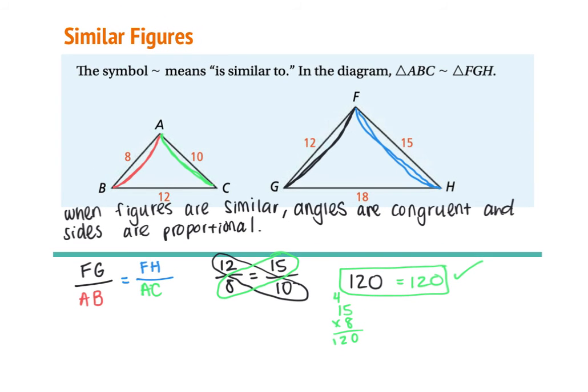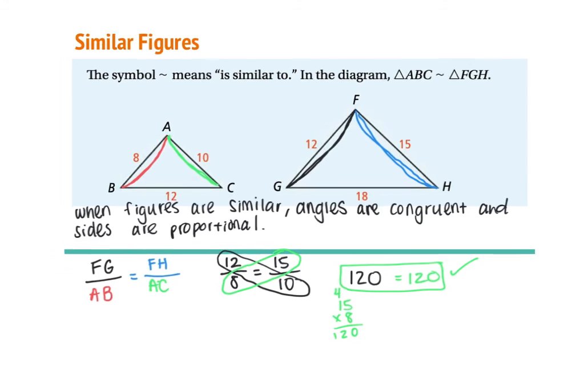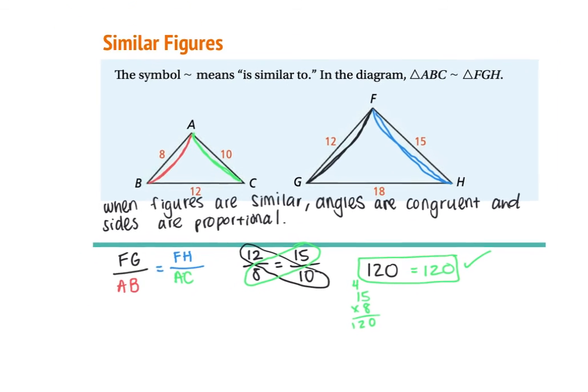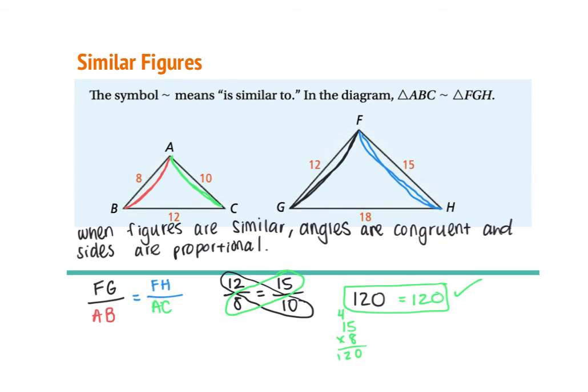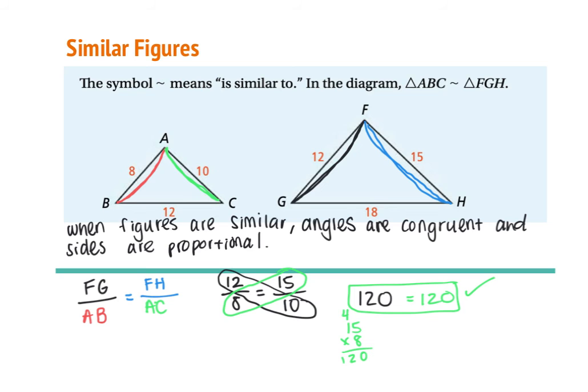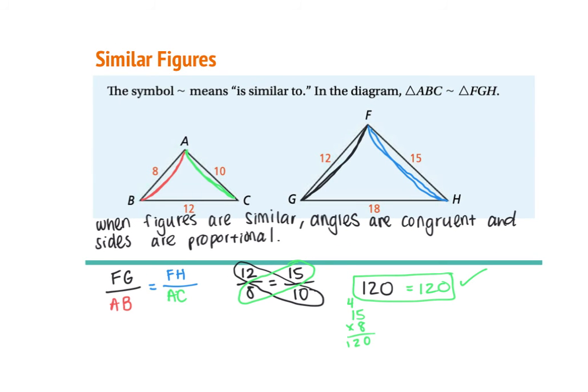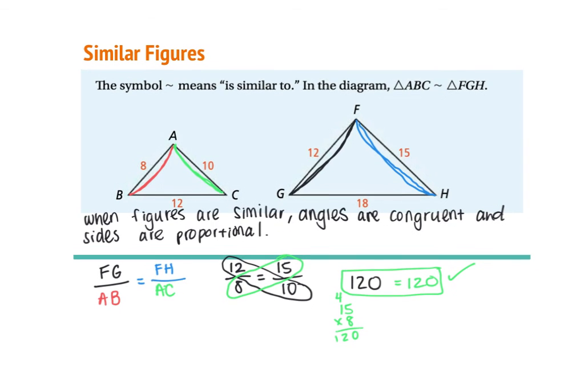And that works for any of the two sides. We could have done FG over AB equals GH over BC. We could have used the bottom side of the triangle as well. So whenever it says that there are similar figures, all of the sides corresponding to the bigger and the smaller figure can be turned into proportions. We'll do a lot more examples like this. I was just showing you an example.